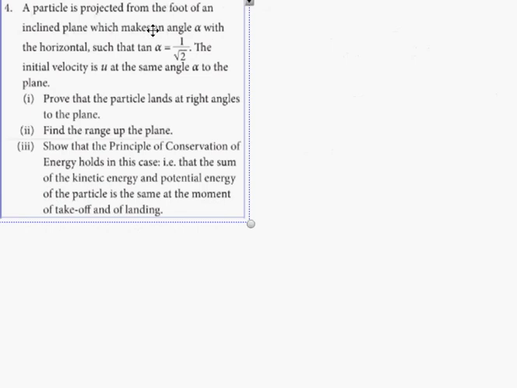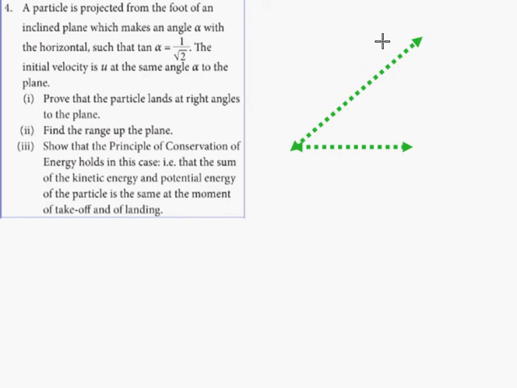Particles projected from the foot of an inclined plane which makes an angle A with the horizontal such that tan A equals 1 over root 2. The initial velocity is u at the same angle alpha to the plane. Prove that the particle lands at right angle to the plane. When you're talking about something landing at a right angle to the plane, if you zoom in on the plane, it lands at 90 degrees. So this here is 90 degrees. What does that mean about your phi x value? Your phi x value is 0.